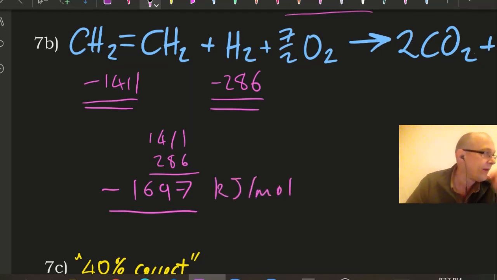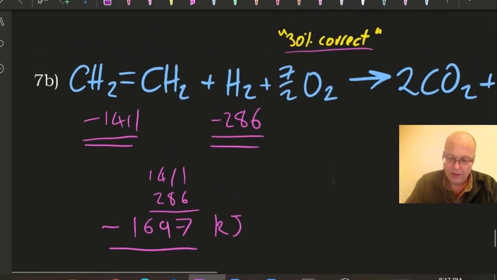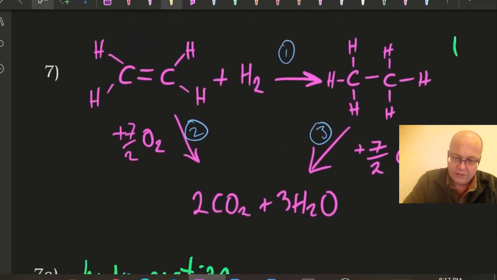Are they fussy about that? Oh, it's kilojoules. My mistake, not per mole. But there's no points for the units anyway. Still think that might be kilojoules per mole. Determine the standard enthalpy change of step 1. Okay, minus 1697, minus 1697. So this is minus 1697.